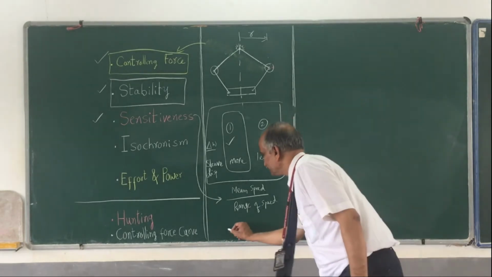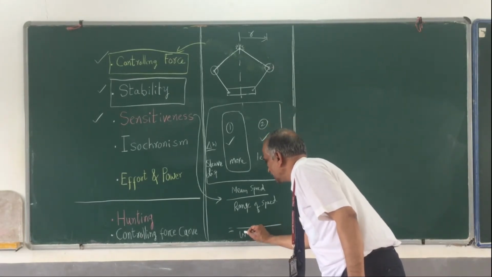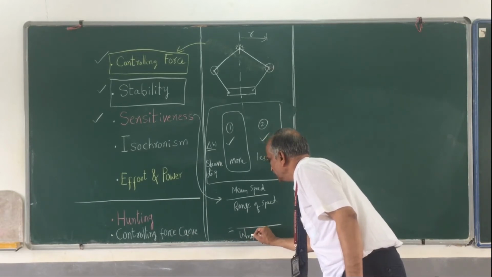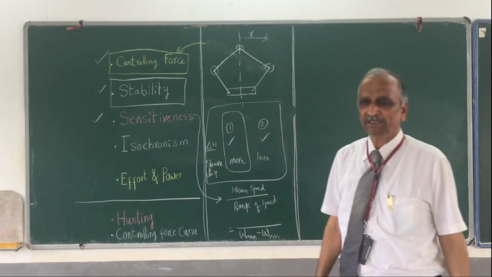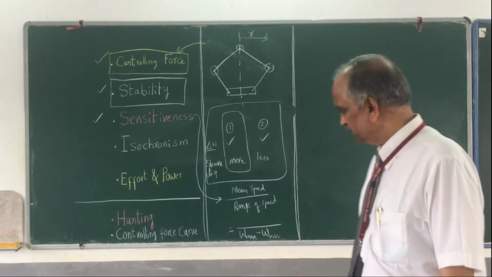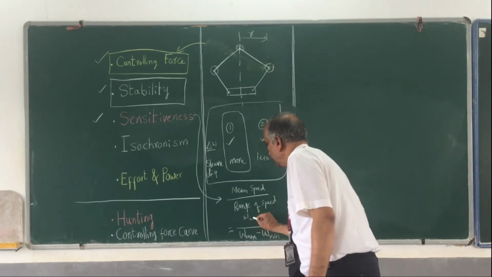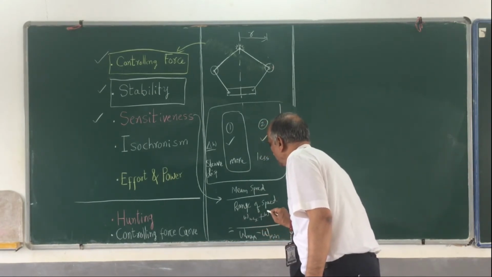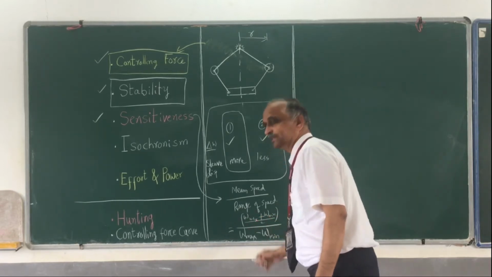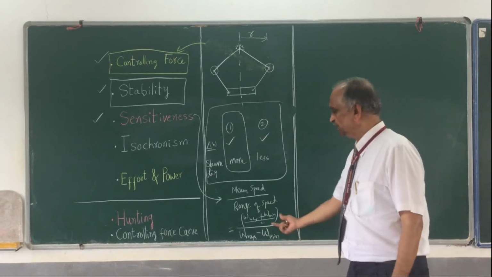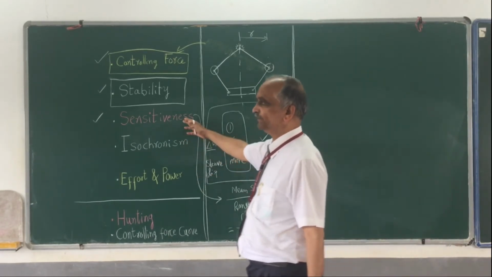Let me write down the range of speed first. This is nothing but omega max minus omega min. The maximum speed minus the minimum speed is the range of speed. And what is mean speed? That is nothing but (omega max plus omega min) divided by 2. This is what is called the mean speed. So mean speed divided by range of speed is also known as sensitiveness.